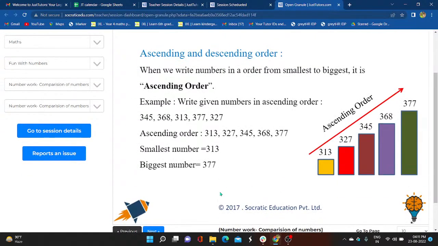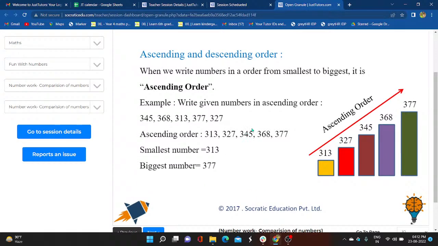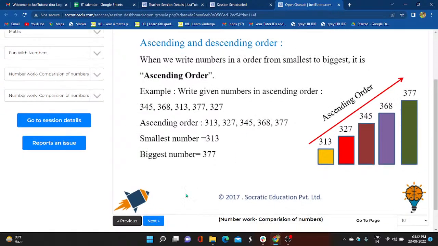Now in ascending order, the first number is the smallest number, and the last number is the biggest number. So here the smallest number is 313 and the largest, or the biggest number, is 377. So this is what ascending order is. We will also discuss how to compare numbers and arrange them in ascending order, but let's first understand the meaning of both ascending and descending order. Let's move on to descending order.